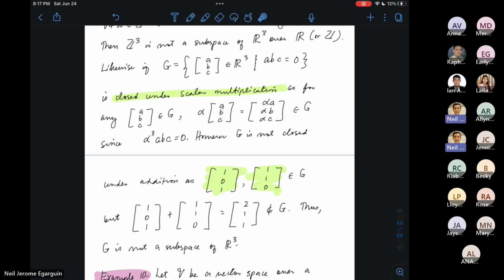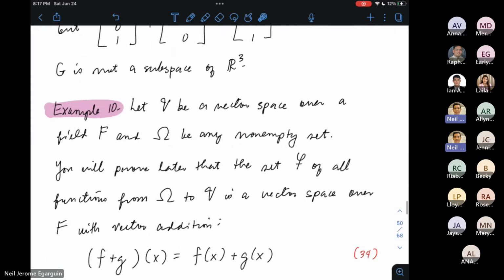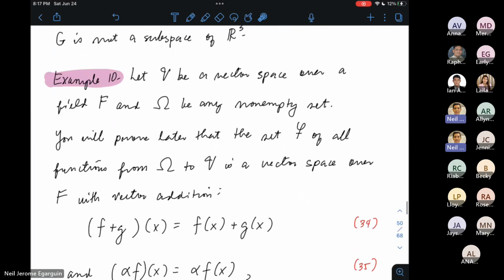Okay, yeah. That's good. Other questions? So usually, yun muna talaga yung chine-check. Closure under addition and multiplication. Kasi pag walang closure, wala nang chance maging subspace. All right? Now, okay. Yeah. Example 10, it talks about the vector space of all functions. All right. So, tingnan natin.